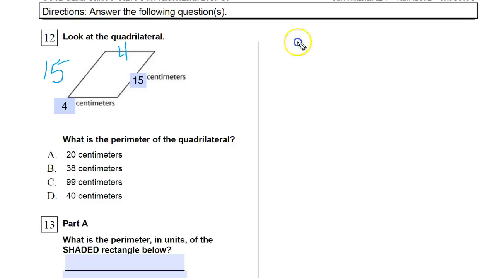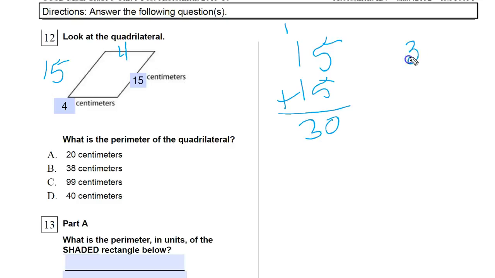So now I have 15 plus 15. 5 plus 5 is 10. Put the 0 down, carry the 1. 1, 2, 3. Now I have 30. Plus this 4. And plus that 4. 4 plus 4 is 8. And then 0 plus 3 plus 0 is 3. 38. So what is the perimeter of the quadrilateral? 38, which is B.